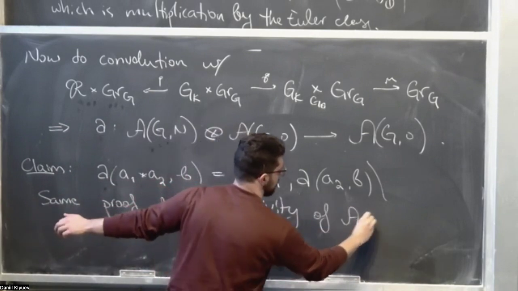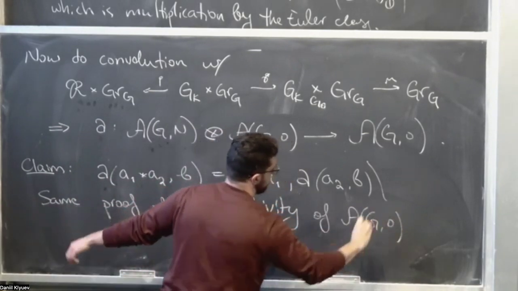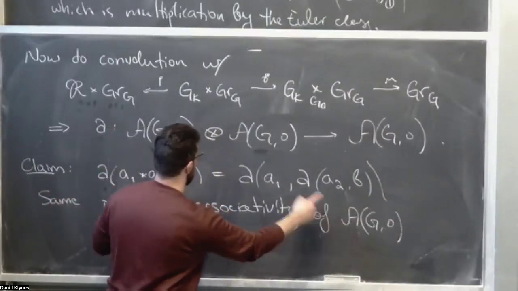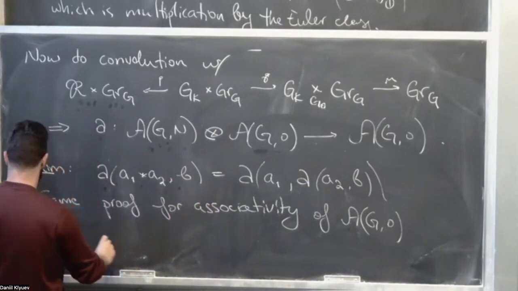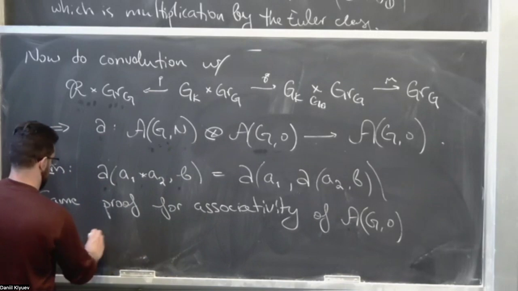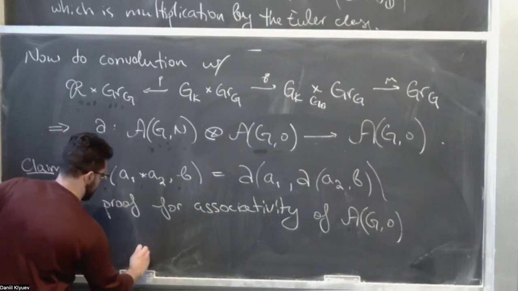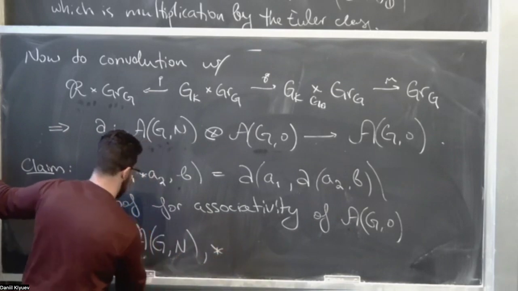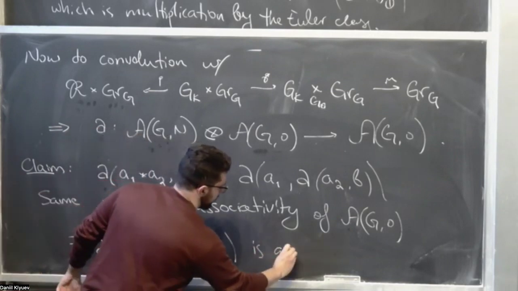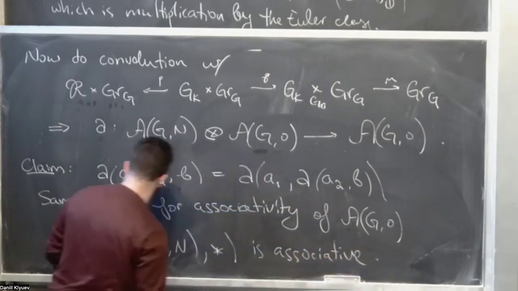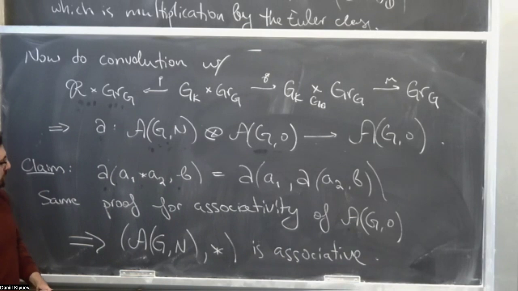Sensitivity of this AG0. I think one reason to do this is it's slightly easier to do each of these than AGN. I think that's one reason, but it's all basically the same. And then both of these imply AGN star in associative algebra.